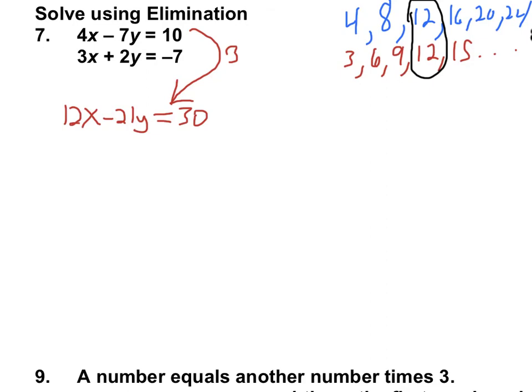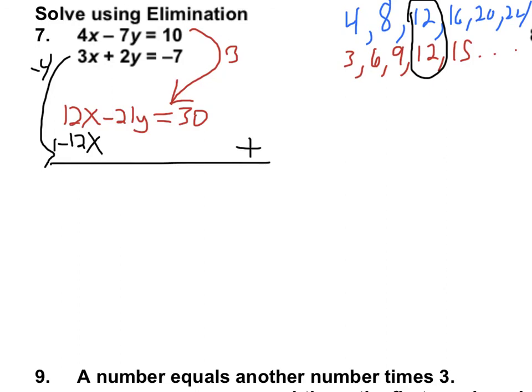Alright, so what do I have to multiply the second equation by to make that x into 12x? 4. 4 times 3 equals 12x. And actually, I'm going to multiply it by negative 4, because then it will become negative 12x. And what I'm going to be doing is adding these. So when I add them, those will go away. And it's just easier to add.